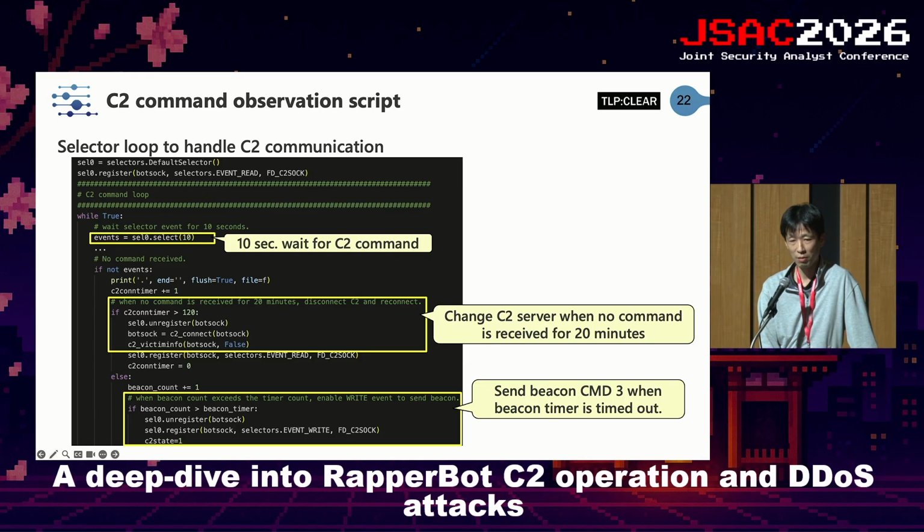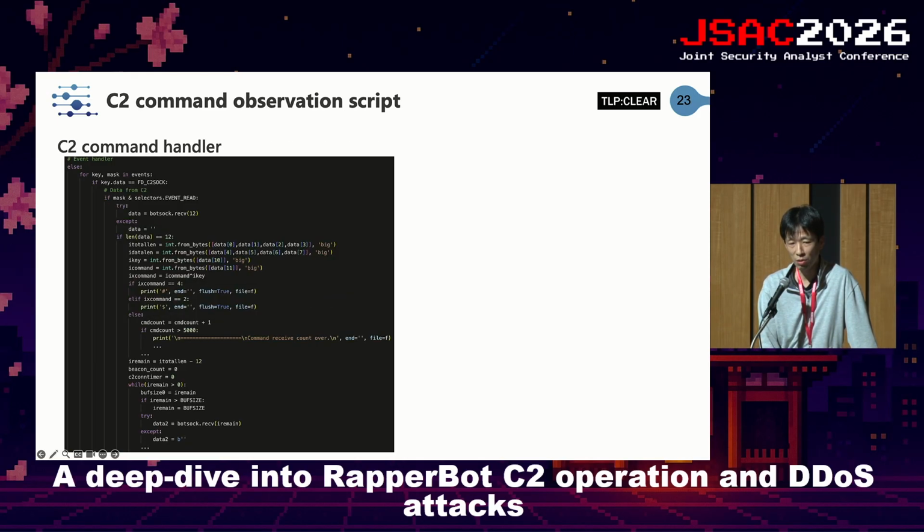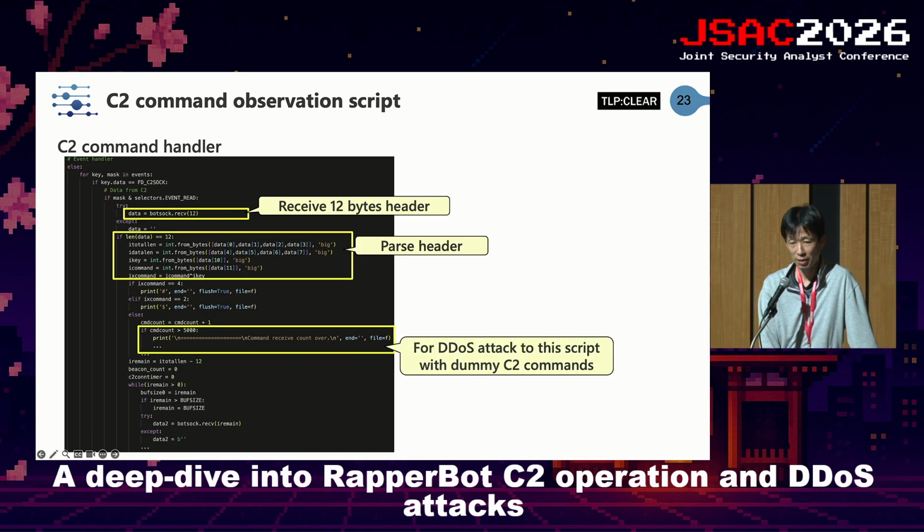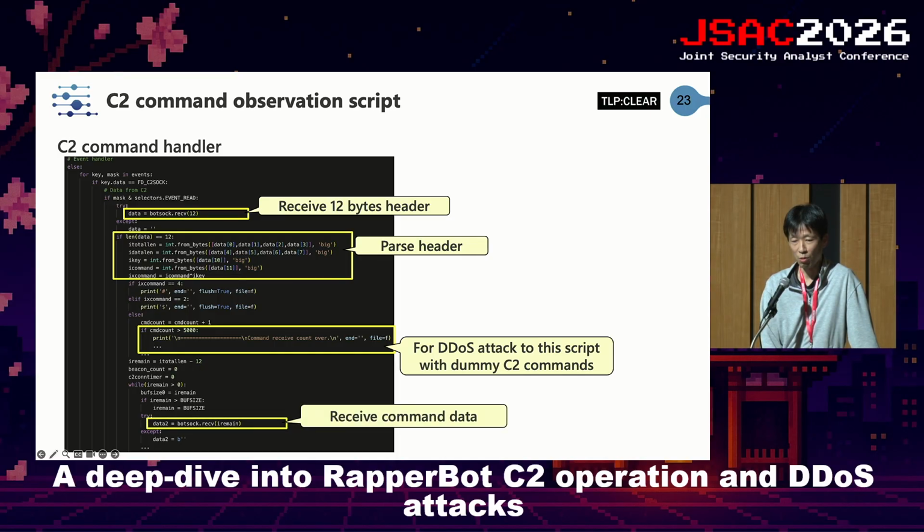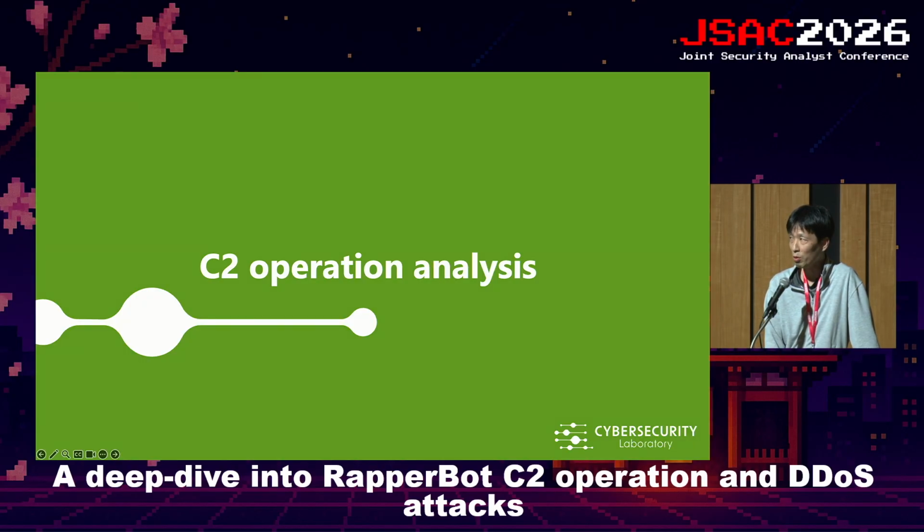Lastly, this is the part that processes C2 commands. We first receive and parse the 12-byte header. There's a possibility that a large number of commands could be sent in if the monitor is detected or we get found out. And therefore, we decided to terminate if massive numbers of commands were received at once, but this never happened. Command data is then received and saved. So using that kind of monitoring script, we conducted an analysis.